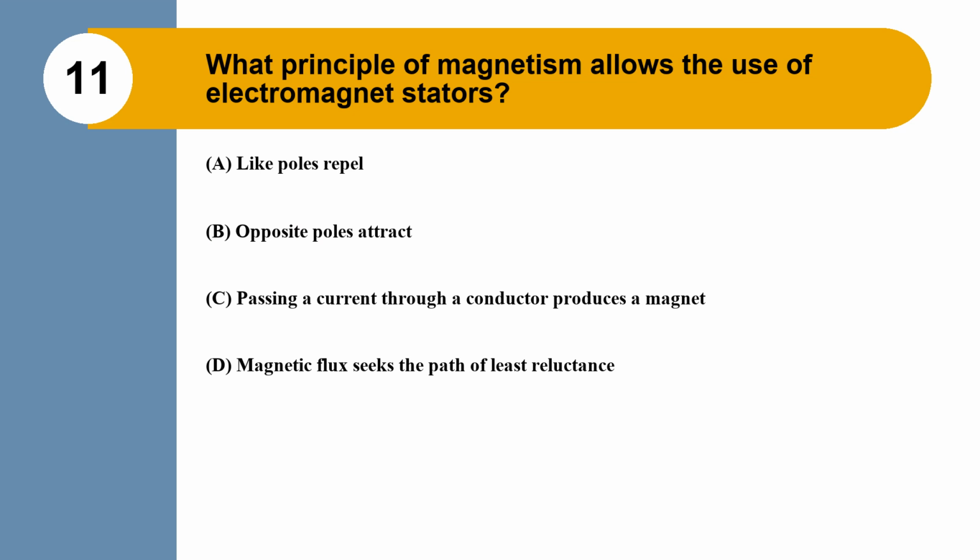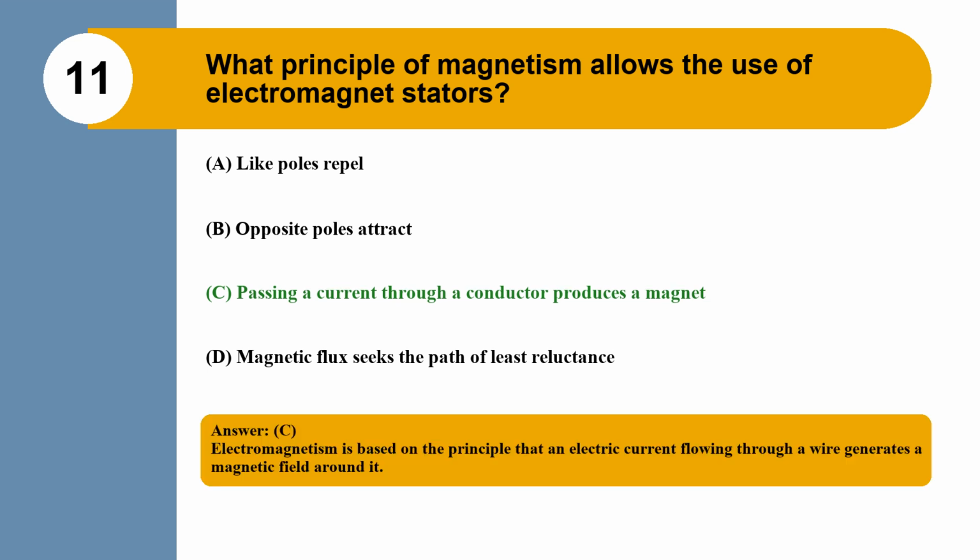Question 11. What principle of magnetism allows the use of electromagnet stators? Option A. Like poles repel. Option B. Opposite poles attract. Option C. Passing a current through a conductor produces a magnet. Option D. Magnetic flux seeks the path of least reluctance. The correct answer is option C. Passing a current through a conductor produces a magnet.